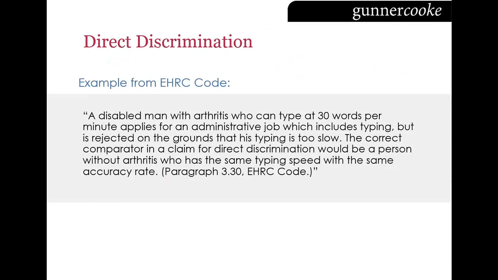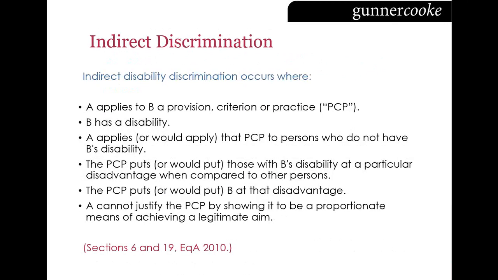And this example demonstrates why claims of direct discrimination are difficult to bring, because the employer in this case will be able to demonstrate that they would have rejected a person without arthritis who could only type at 30 words per minute. But note, although the treatment here does not amount to direct discrimination, it could amount to indirect disability discrimination, a failure to make reasonable adjustments, and discrimination arising from a disability.